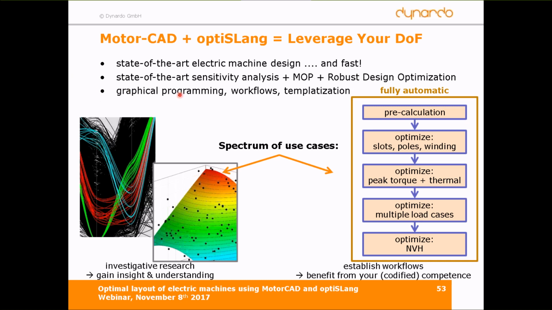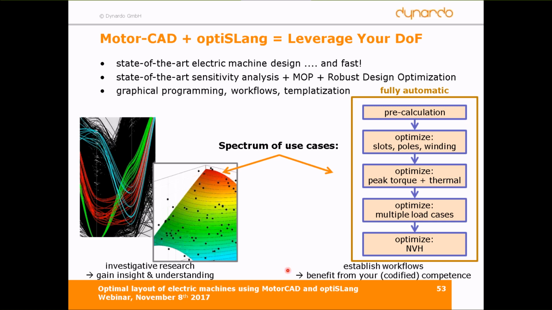Graphical programming, workflows comes on top. You create a workflow, you create a template, and you use the workflow next time. So this is the spectrum of use cases. You look at the data, you look at the visualization, you ask yourself what causes the effects, and you learn about the causality dependencies. And with that, you become knowledgeable about devising a targeted, efficient optimizer.